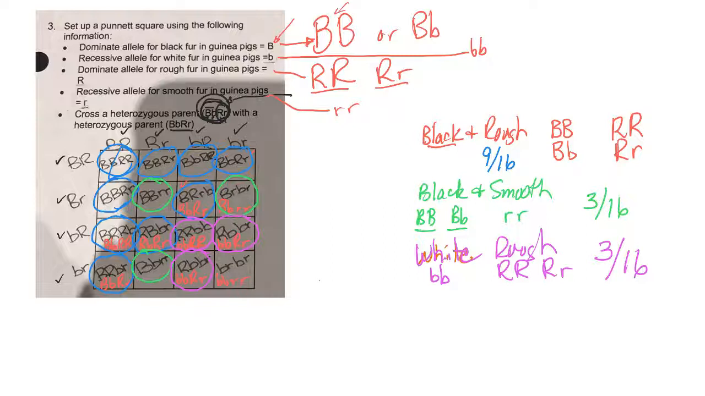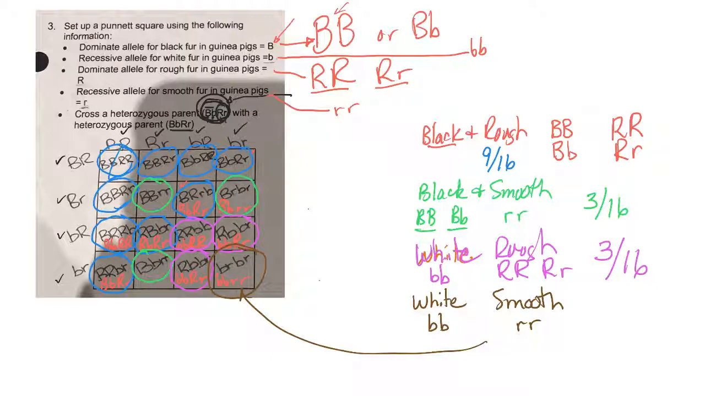Okay, then the last one, let's go with dark brown. The last one, we want white fur and we want it to be smooth. To get white fur has to be 2 little b's, and smooth, the only option is to be 2 little r's. And as you've probably noticed already, there's only one of those. So 1 out of the 16 would have white and smooth fur.